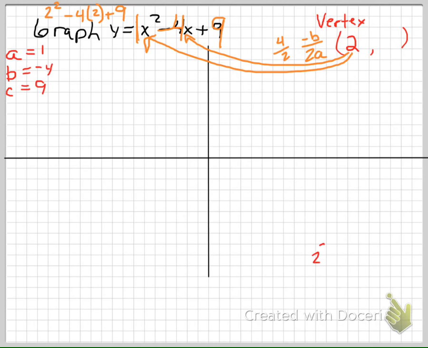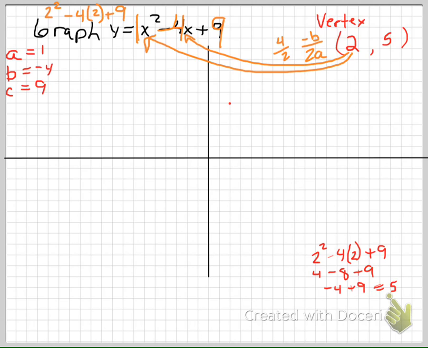2 squared minus 4 times 2 plus 9 is 5. I'm doing my work down there in the bottom right. 5, as some people said. So my starting point for this parabola is 2, 5, which you can see I put a red dot on my graph at 2, 5. So we did all that work to find where we are starting. We're almost done.